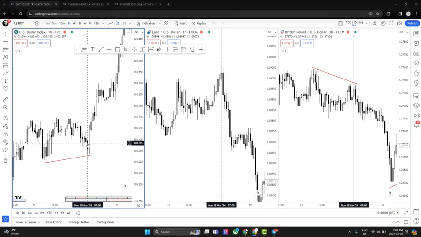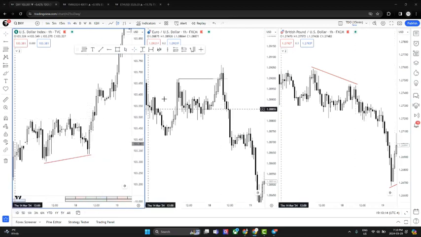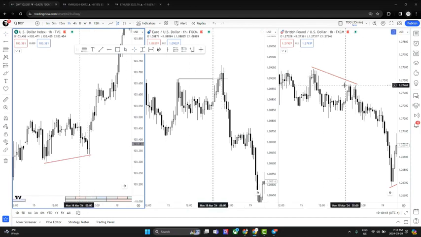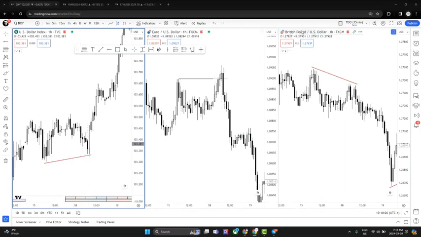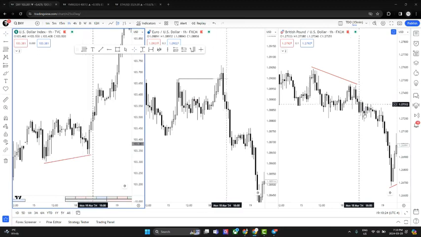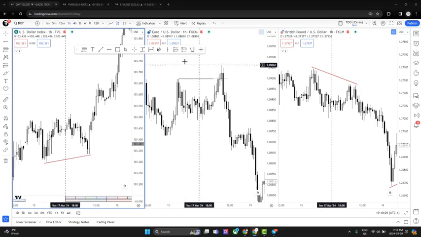Expansion and reversal must occur at the same time, but in different asset classes, right? That's what we call a cracking correlation. So we want to see the dollar expand at the same time that the euro reverses. Here you can see that the pound expanded as well, to the downside. This wasn't reversal, this was expansion. You understand?